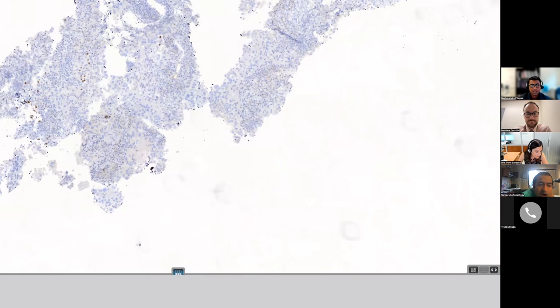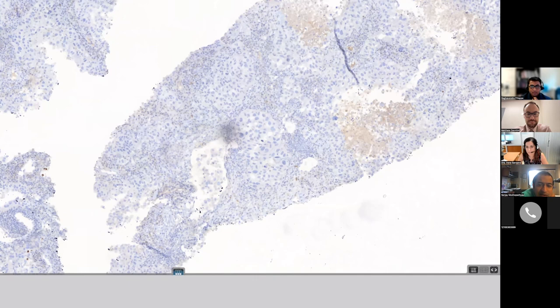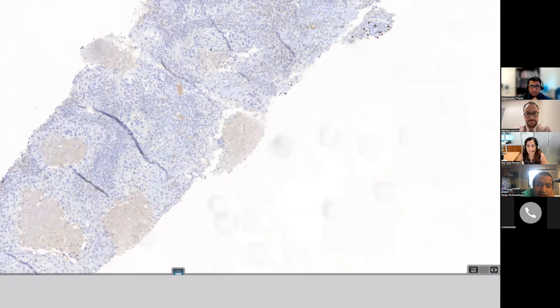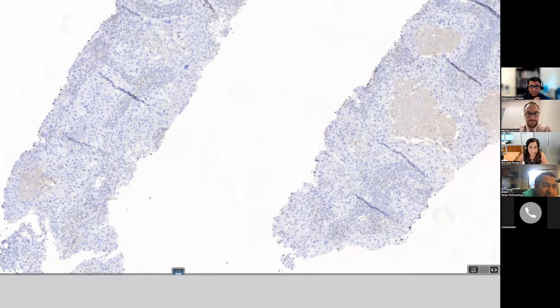Can I make one more point? The cells you are showing as reactive, if you compare the nuclear size of those with the tumor, it's much smaller. So that also helps. I think that's really the most helpful feature for me, that those cells are much smaller than the malignant cells. And the hobnail you were mentioning resembles a Napoleon's hat.